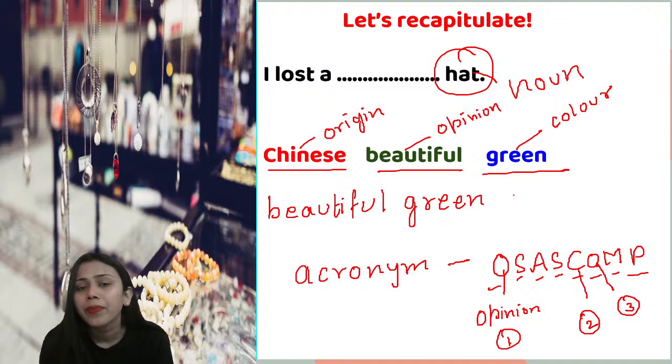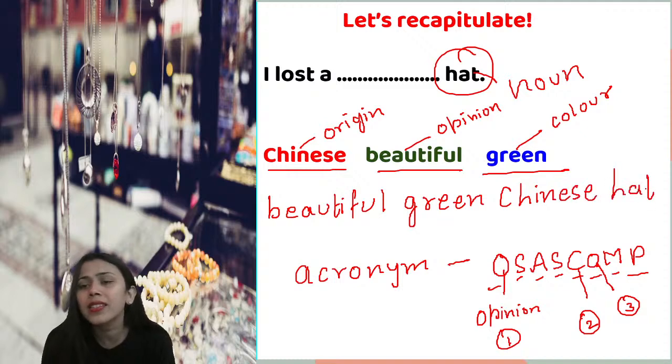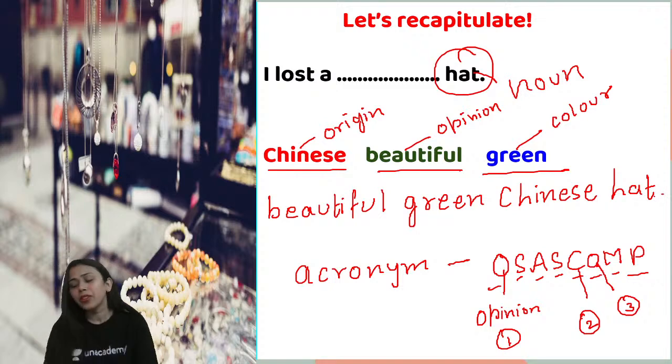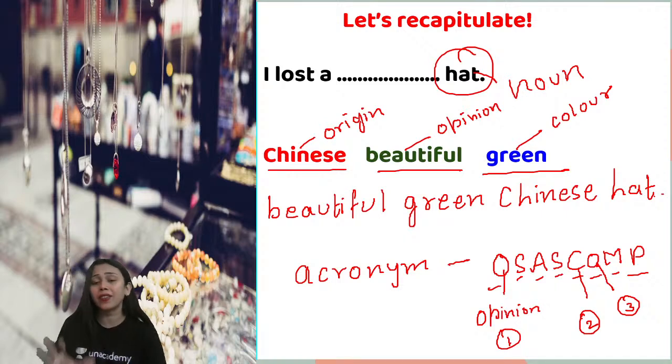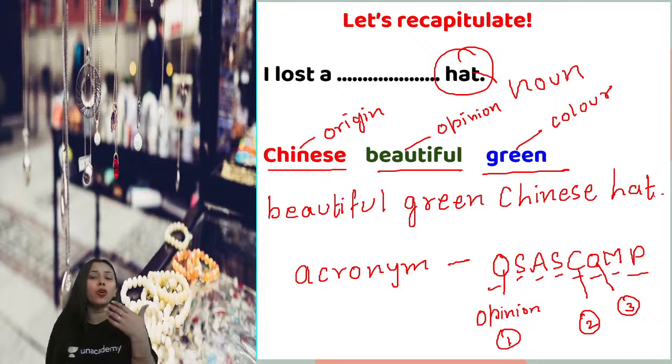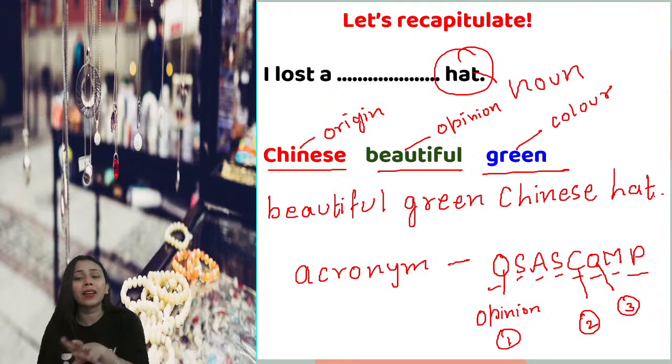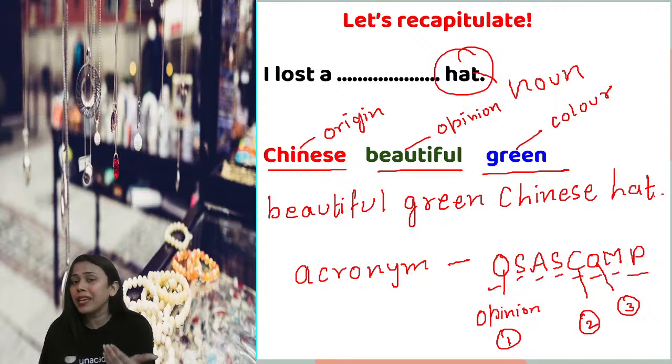So here Chinese hat. So this is how we have to use more than one adjective to describe a noun. तो हमें ये OSASCOMP is the acronym, is the short form to remember the order of adjectives that I had told you that day. So if you remember this acronym OSASCOMP, you would be able to remember the sequence of adjective, the correct sequence in what you have to use more than one adjective there for a noun.